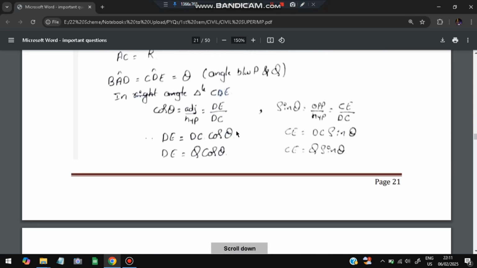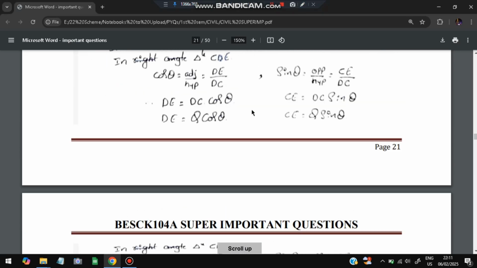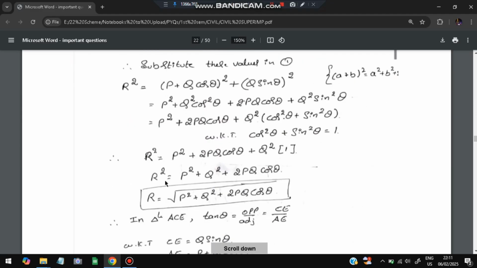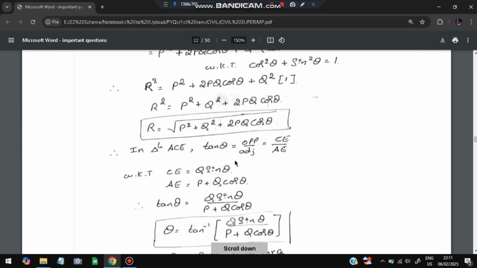Okay, let me show you that. This is the same thing which is written here, which I have explained. You can go through it. So we will get the value of R square. R we will get as P square plus Q square plus 2PQ cos theta. This is the thing which we will get. Okay, R is the resultant force.